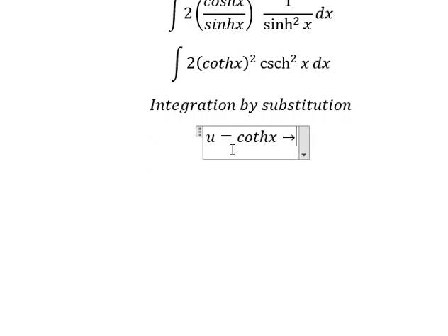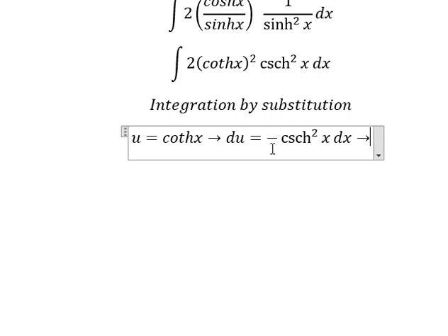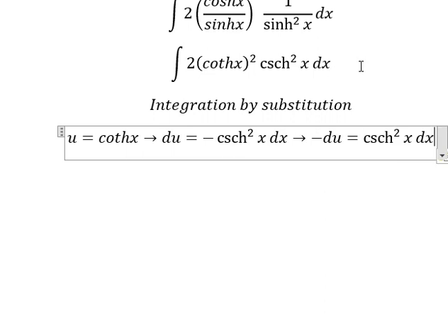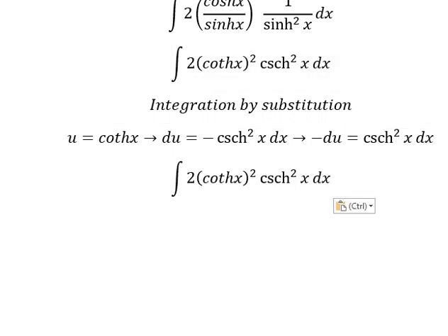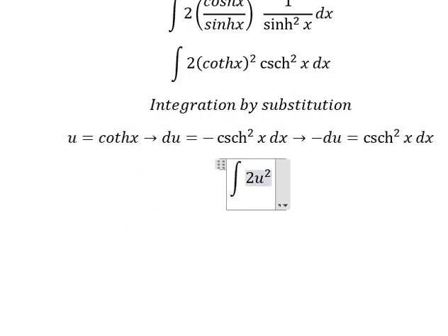Later that we need to do first the derivative for the both sides. And we have like this. Because we don't have the negative in here, so I will put this one go to the left. So this one we change for u. This one we change for negative du.